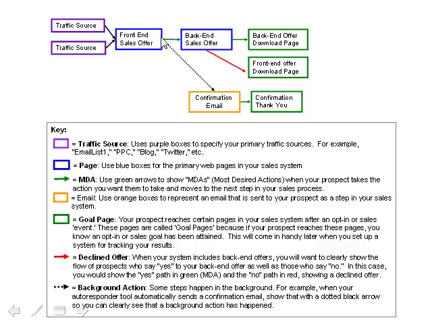And then the blue boxes are pages. They're just regular web pages. The green arrows are MDAs, which is most desired action. So in most cases, your arrows are going to be green because you don't really need to flowchart all the things that they might do if they say no. You just want to flowchart your optimum flow, your optimum process through your sales process, and that's using most desired actions. The orange boxes is email.